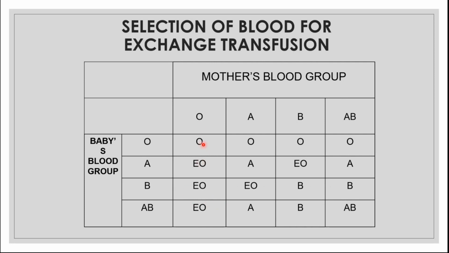Okay, selection of blood for exchange transfusion. If the mother is blood group O and the baby is blood group O, group O can be used for the transfusion for the baby. If the baby is group A and the mother is group O, we use emergency O.